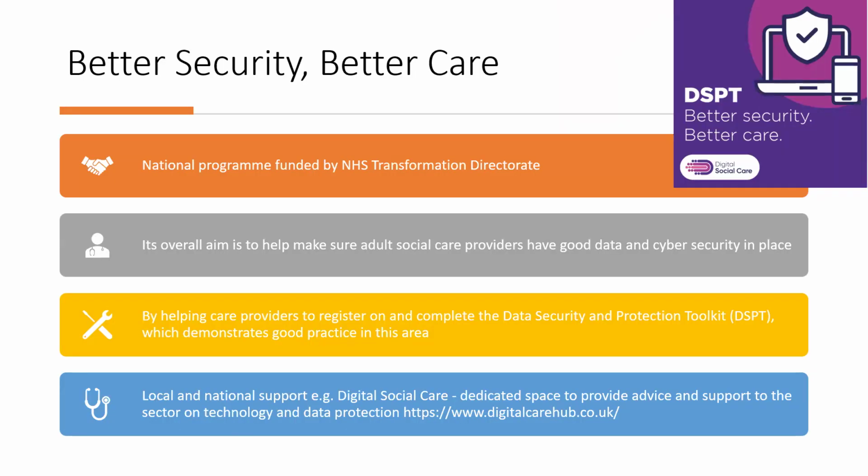So just to put it into context, this programme is part of the Better Security, Better Care programme, which is funded by the Transformation Directorate at the NHS. And its overall aim is to make sure that social care providers have good data and cyber security in place. So it's nothing more complicated than that. And in essence, the primary drive is to help care providers to complete the data security and protection toolkit, which is the best practice element of your expectations around these areas. And then finally here you can see that there is a link through to the Digital Care Hub, which is where there is the main repository of resources and information around anything digital and social care.